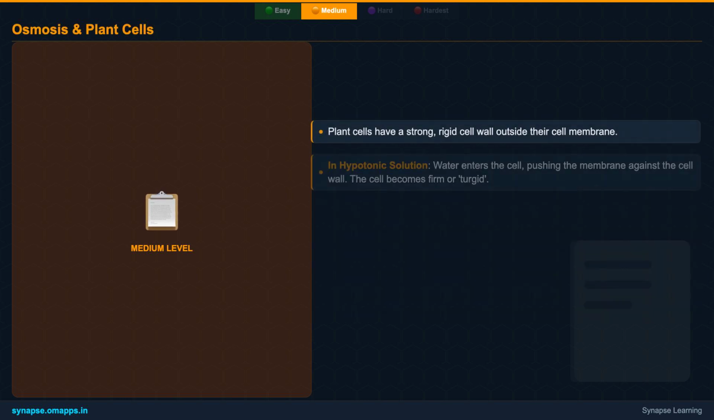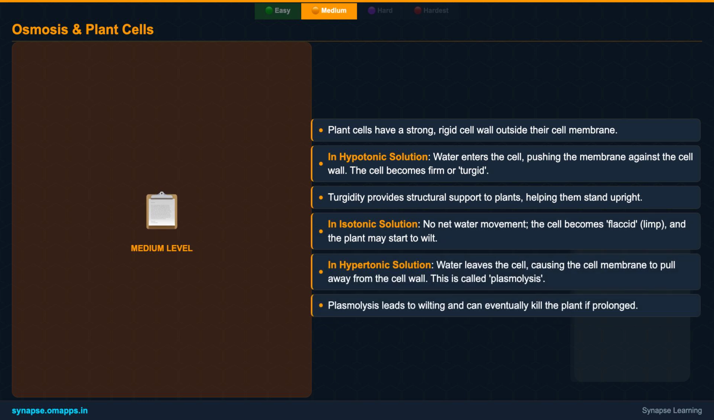Plant cells, unlike animal cells, are protected by a strong, rigid cell wall outside their cell membrane. In a hypotonic solution, water enters the plant cell, and the cell membrane pushes firmly against the cell wall. The cell becomes firm, or turgid. This turgidity is vital for plants, providing structural support and helping them stand upright.